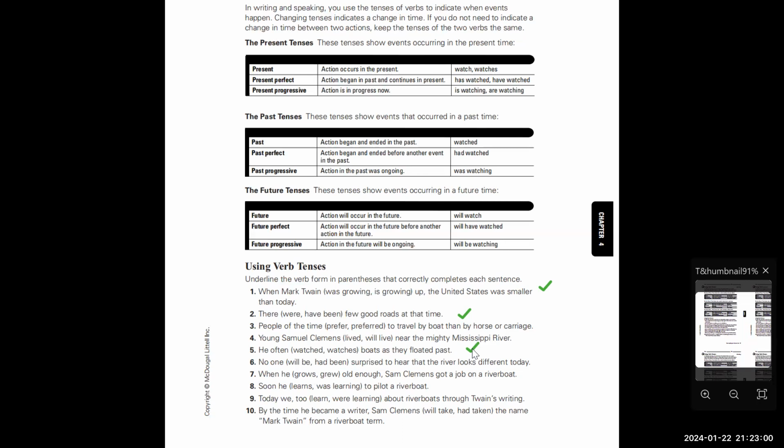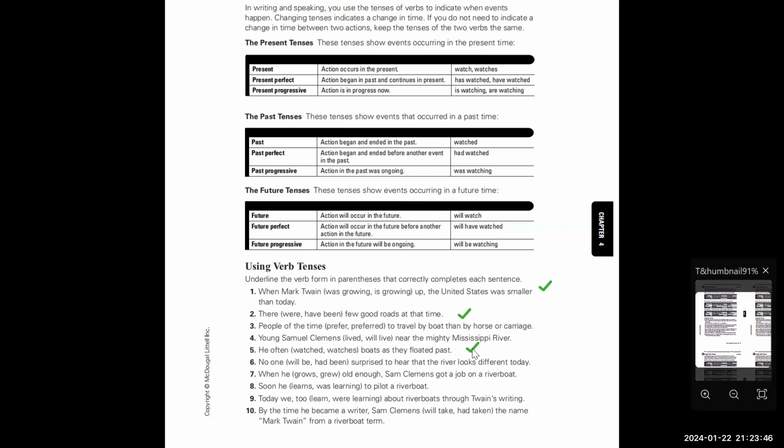Wait. Final? How about no one? No one? Why do you think no one? Why no one would be a clue in there? No one will be used as a singular, and had been is like okay with that. So, just choose your final answer. Okay. Final answer.